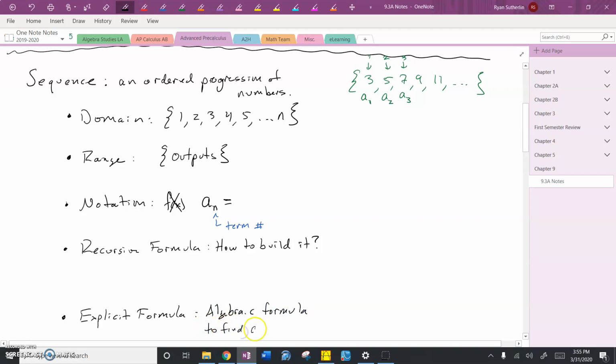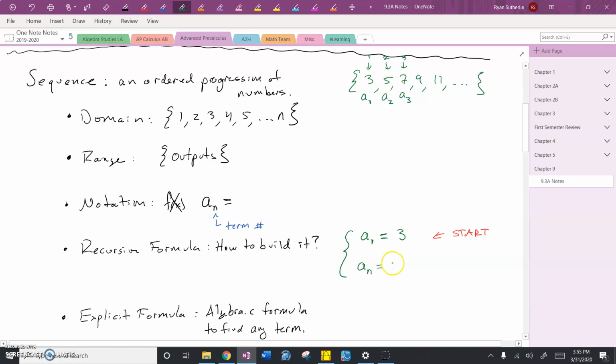So for our example sequence that we're looking at up here, when I do a recursive formula, the formula always begins with, where does it start? What is the first term? And the first term of our sequence is 3. So when we're building a recursive sequence, we always have where the sequence starts. And then the next thing we're going to have is, what are we going to do? How do we build this sequence? How do I get each new term?